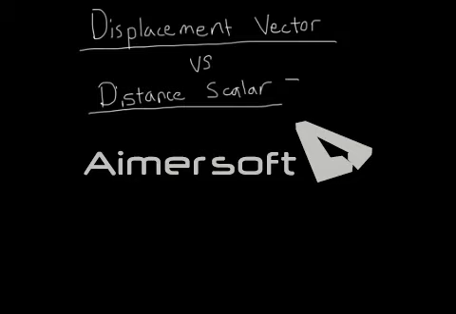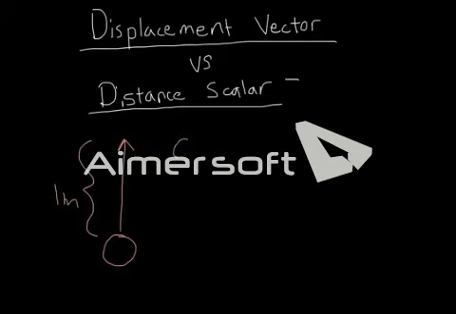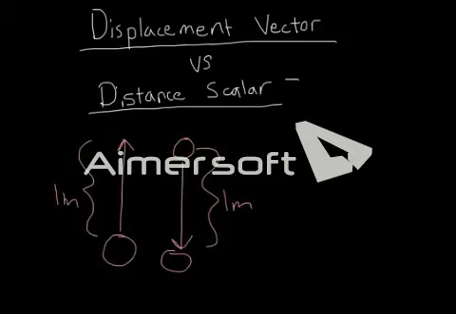That example that demonstrates the displacement vector versus the distance scalar is throwing a ball up in the air. Say I take a ball, I throw it up. I throw it up a distance of 1 meter, and then it falls back down a distance of 1 meter to where it started from. If I discuss my distance, it has no idea what's going up, what's going down. All it cares about are the numbers, the magnitudes of how far I went. So my total distance that I travel in throwing this ball up is 2 meters.